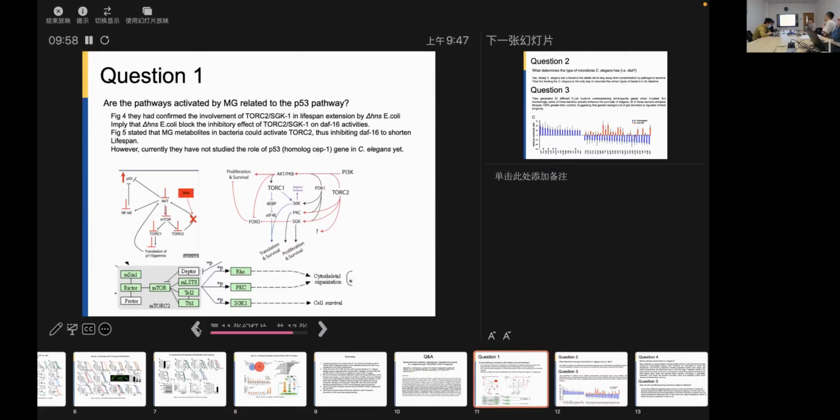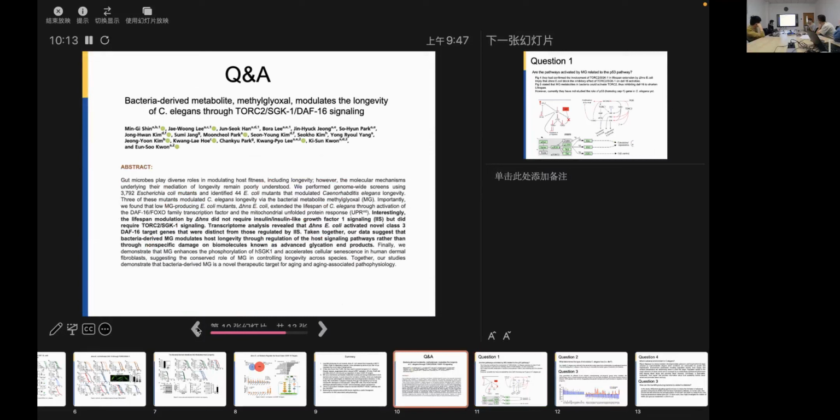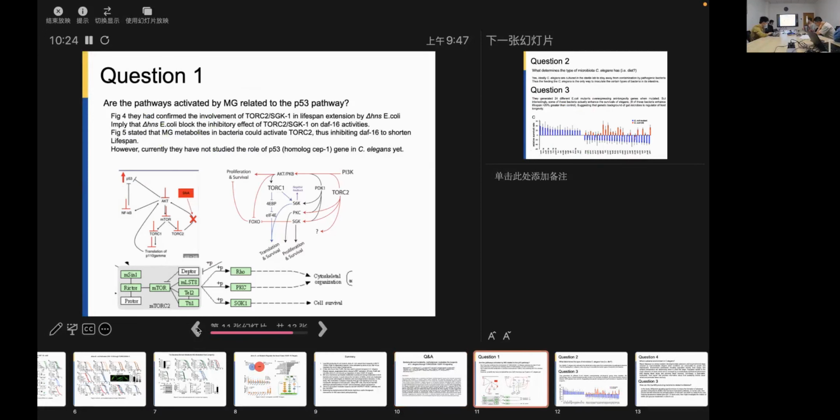Okay, so the first question is, are the pathway activated by MG relative to P53 pathway? So in figure four. Let's talk methylglyoxal. Let's not talk MG. Why do we need to say MG if you can say methylglyoxal? If you have the paper on your hand, then you can see on figure four, they actually confirm the involvement of TORC2 and SGK1 in lifespan extension by Escherichia coli, which implies that this E. coli block the inhibitory effects of TORC and SGK1 on DAF-16 activities.